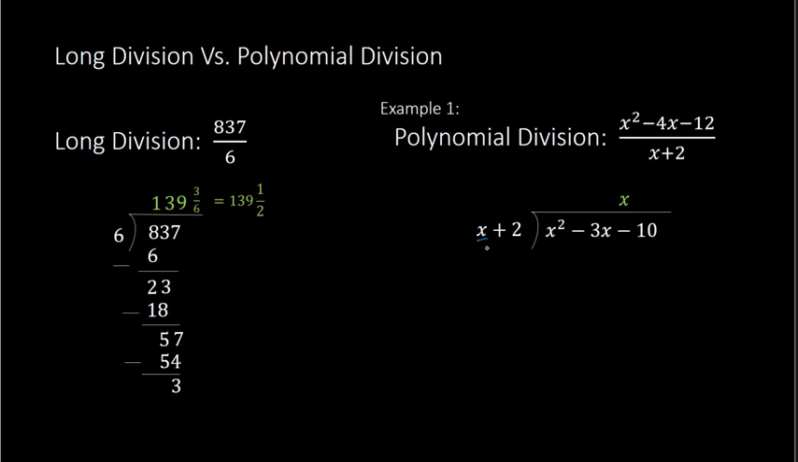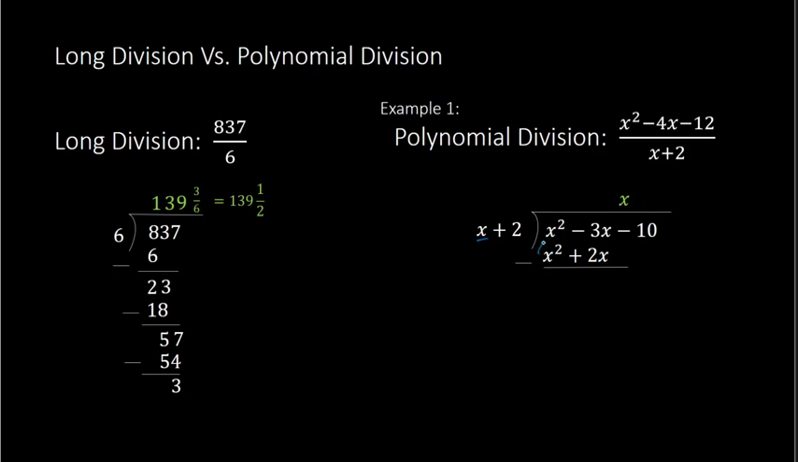We take the x and multiply it by the entire thing of x plus 2 to get something down here. So x times x plus 2 would give me x times x, which is x squared, and then x times 2, which is 2x. Now your next step with long division was to subtract and get a number down here. Same thing, we're going to subtract, and we are subtracting this entire quantity.